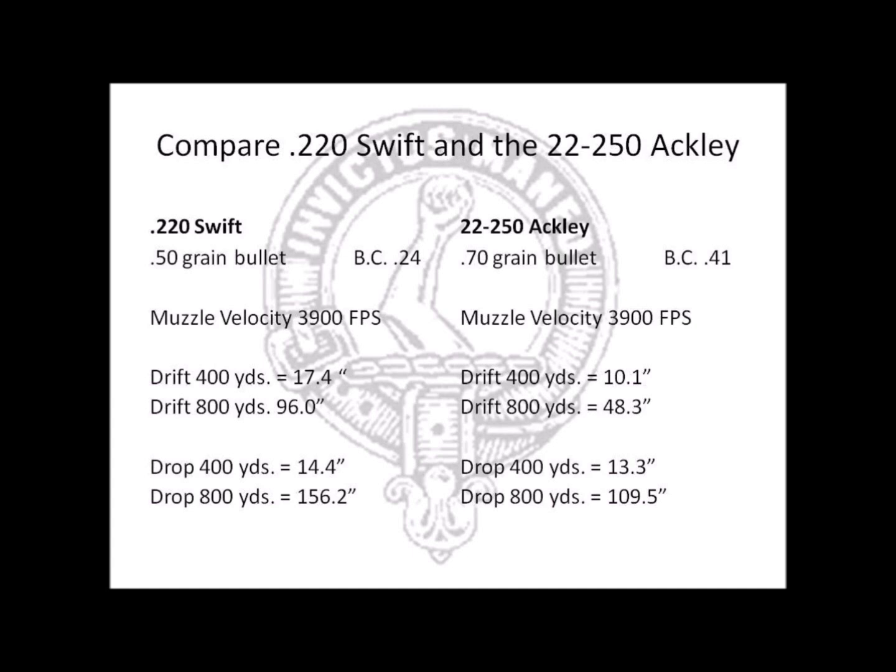Now let's look at the .22-250 Ackley. We're going to shoot a 70 grain bullet with a ballistic coefficient of 0.41. It has a muzzle velocity of 3,600 feet per second.